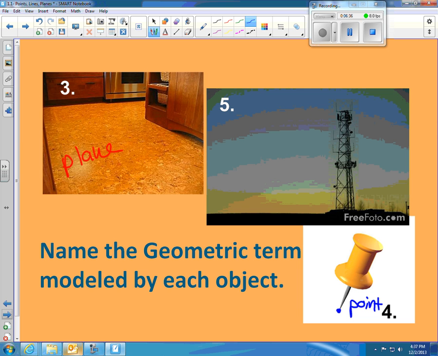And then lastly, number five. Number five is a cell phone tower. And think about that. It's got the general shape. It doesn't extend on indefinitely, but it has the shape of a line. It's a line. So those are just some real life examples that we can come up with that represent those for us.